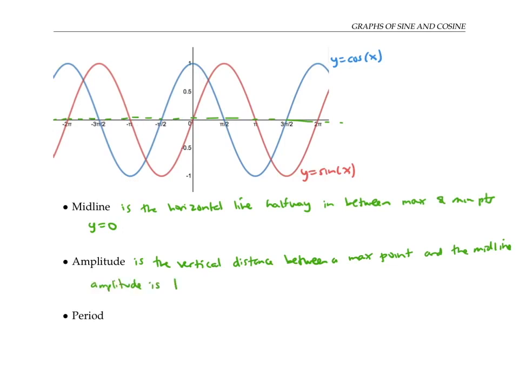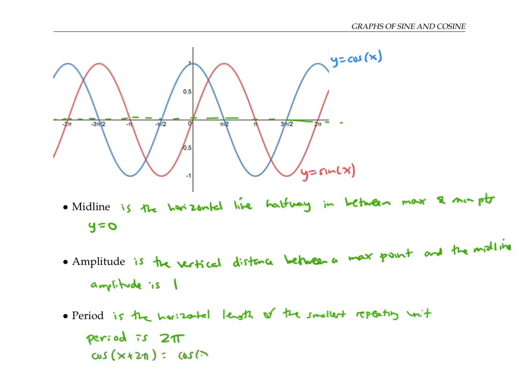A periodic function is a function that repeats at regular horizontal intervals. The horizontal length of the smallest repeating unit is called the period. For y = cosine of x, the period is 2 pi. Notice that the period is the horizontal distance between successive peaks or maximum points, or between successive troughs or minimum points. Algebraically, we can write cosine of x plus 2 pi equals cosine of x, and sine of x plus 2 pi equals sine of x, to indicate that the functions repeat themselves over an interval of 2 pi and have a period of 2 pi.